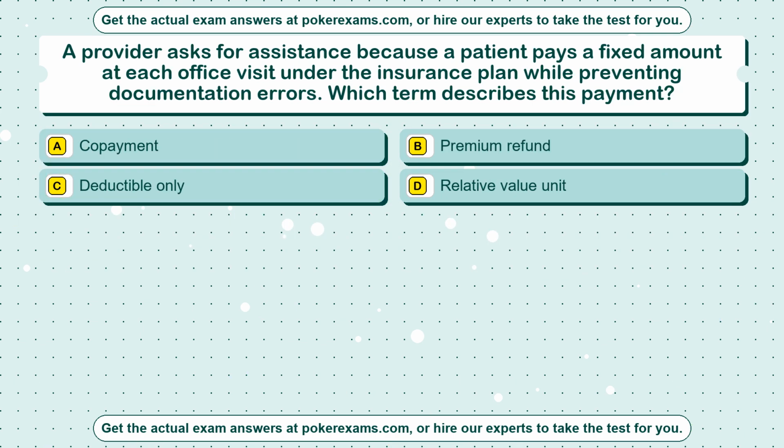Question 17. A provider asks for assistance because a patient pays a fixed amount at each office visit under the insurance plan while preventing documentation errors. Which term describes this payment?